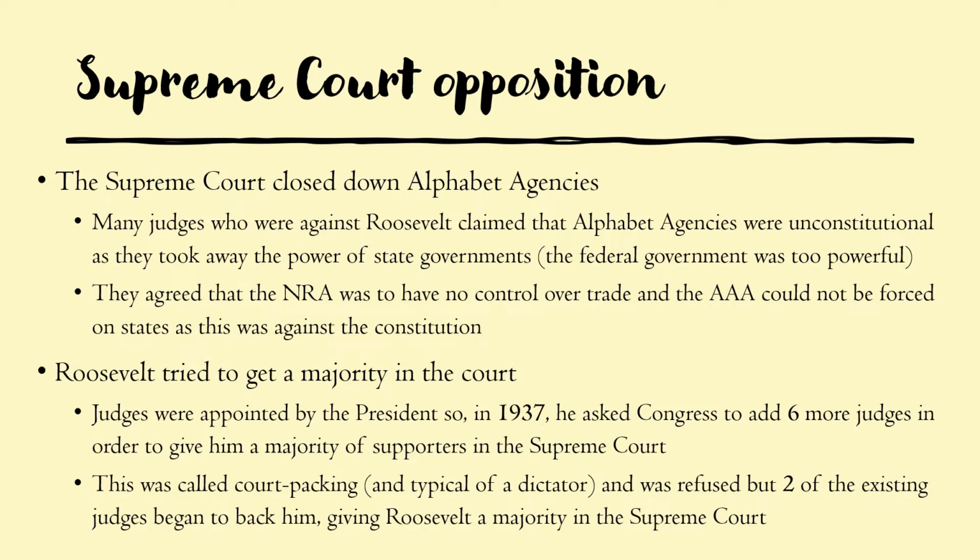Congress refused it, but 2 of the judges who were already on the Supreme Court and who had been voting against all the alphabet agencies decided now to start backing Roosevelt. They realised that Roosevelt would keep on trying to add judges, or he'd find some way to get a majority in the Supreme Court to support him, and therefore they just decided to back him anyway to save him the trouble. And this meant that Roosevelt finally got a majority in the Supreme Court.